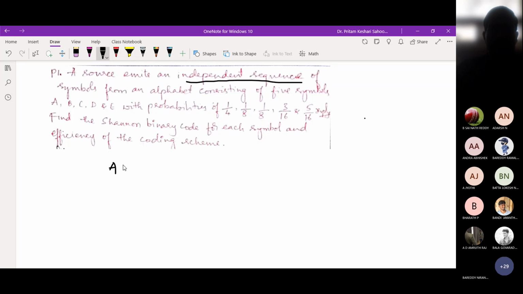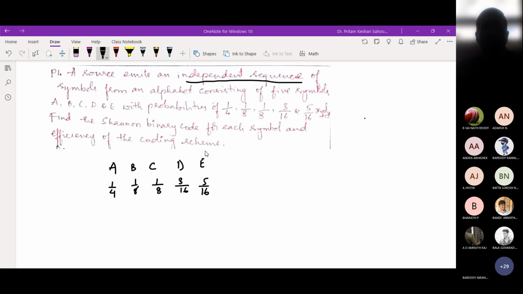That implies symbol A is transmitted at a probability 1 by 4. The symbol B is transmitted at a probability 1 by 8. The symbol C is transmitted at the same probability 1 by 8. The symbol D is transmitted at a probability 3 by 16. And finally, the last symbol E is transmitted at a probability 5 by 16. The question is to find Shannon's binary code for each symbol and then find the efficiency of the coding scheme.